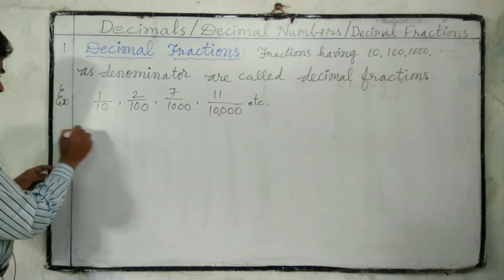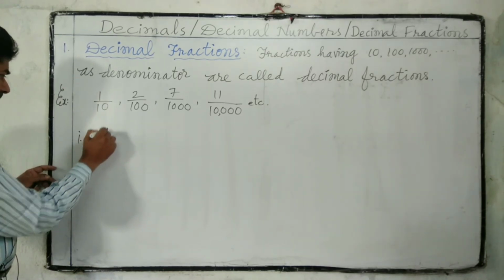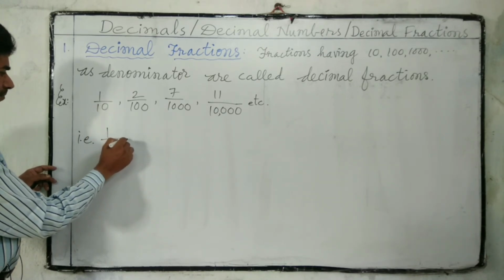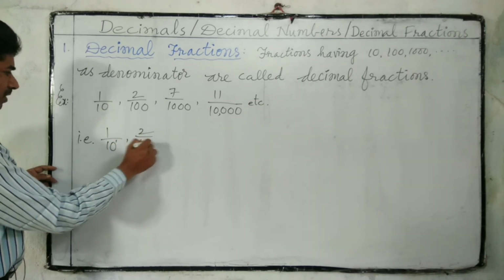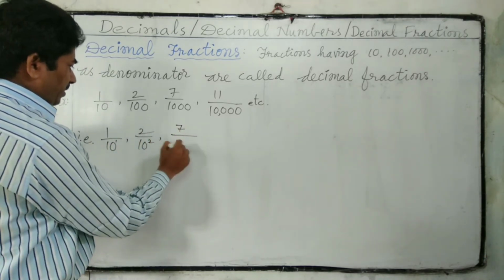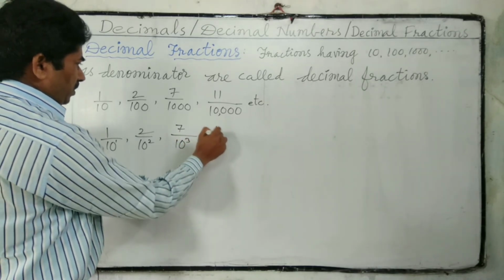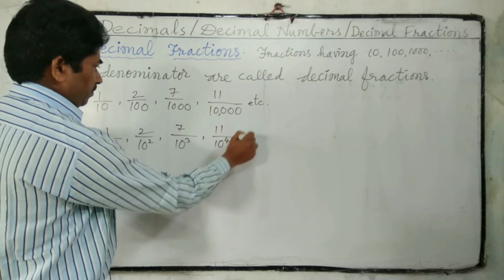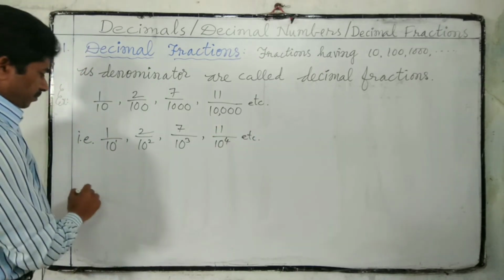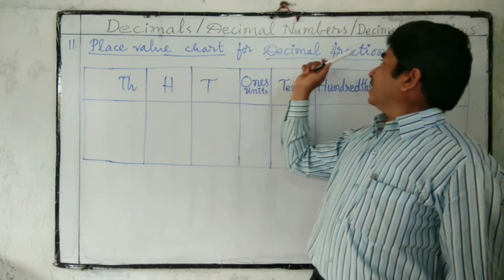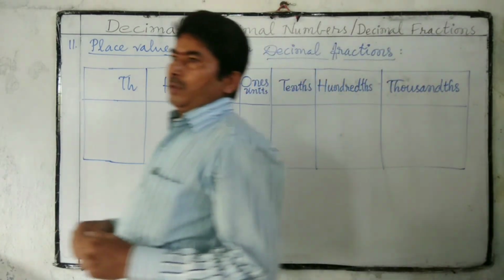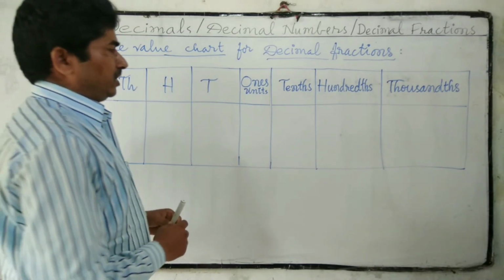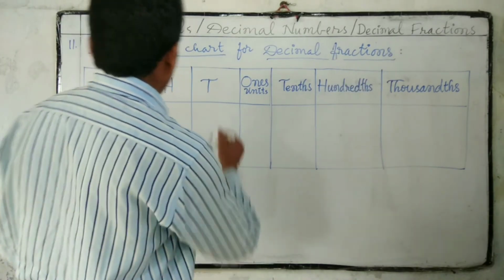And also we can write this like this: 1/10 to the power of 1, 2/10 square, 7/10 cube, 11/10 to the power of 4. Place value chart for decimal fractions. Decimal place value chart extended on both directions.